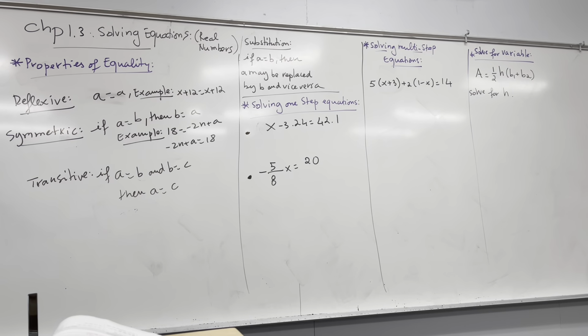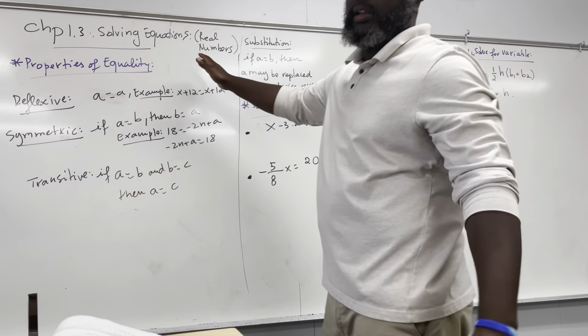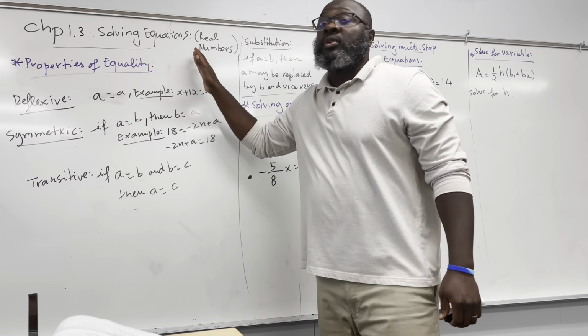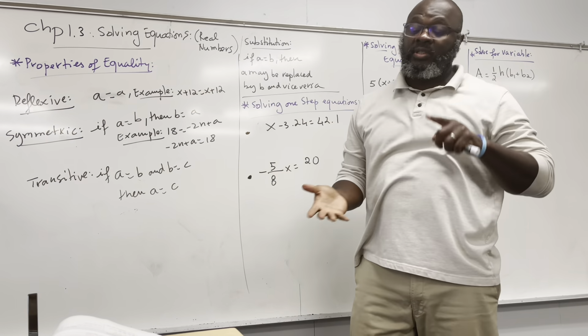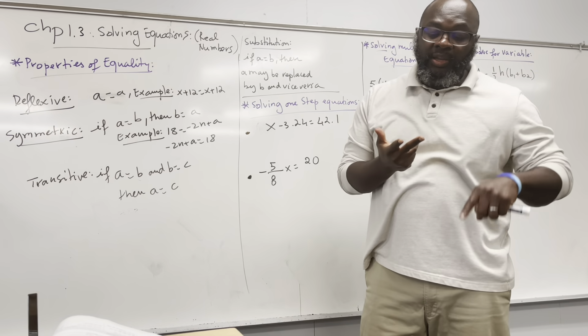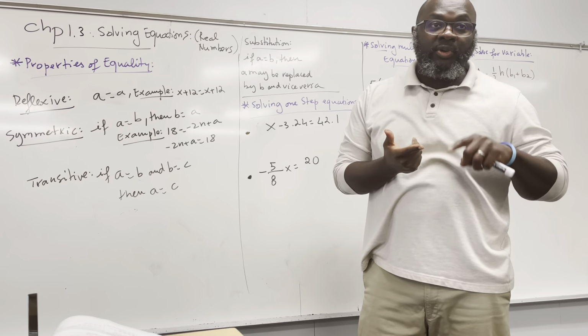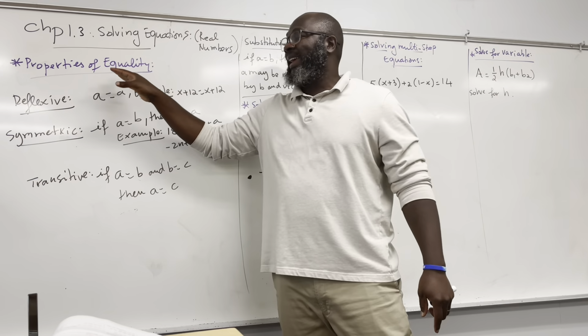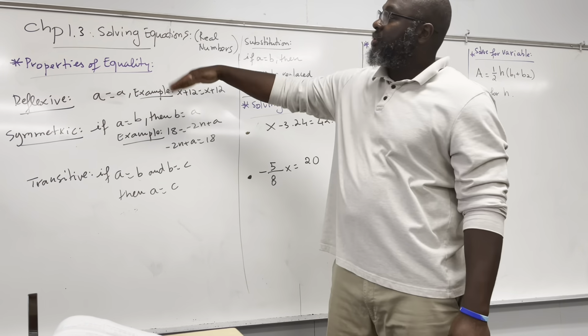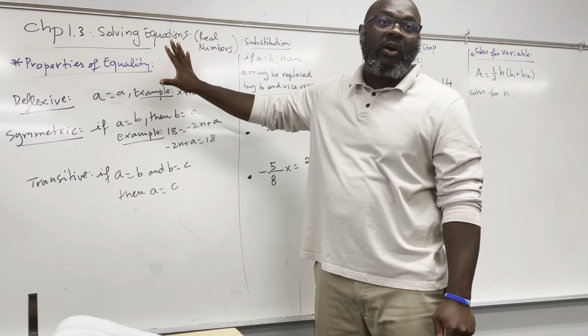All right, so we're going to talk about the properties of equality. Now, this is just for real numbers. Real numbers encompass all the numbers, which is rational, irrational, whole numbers, natural, and decimals. So all of that is encompassed in here. We're going to just learn some quick properties. They're not hard to understand.